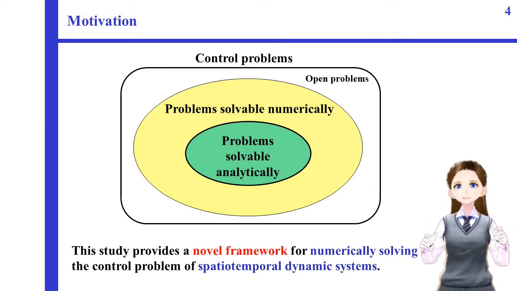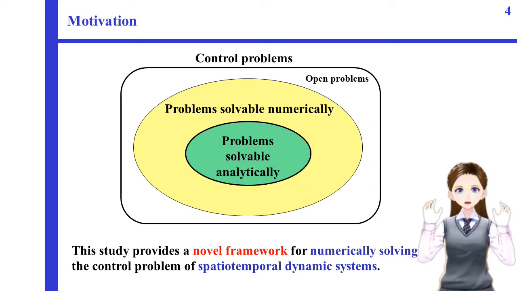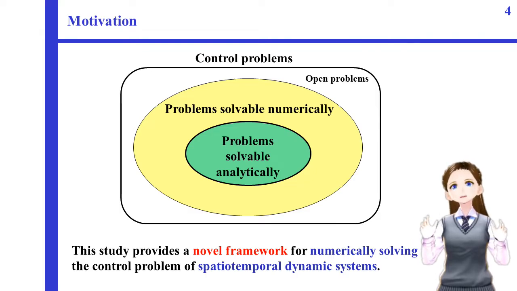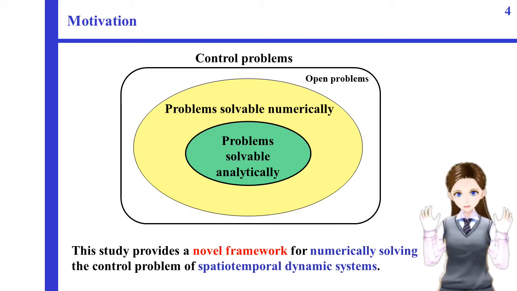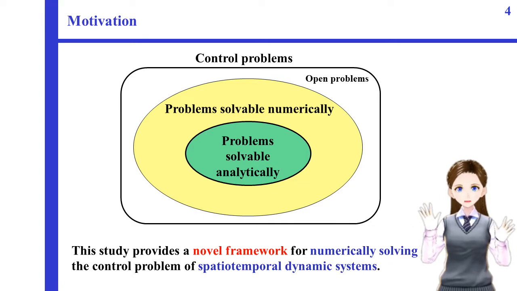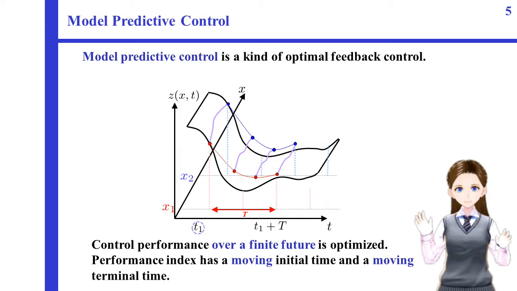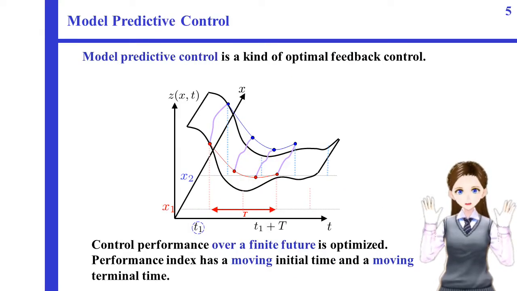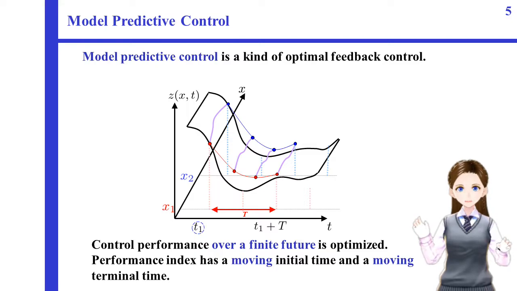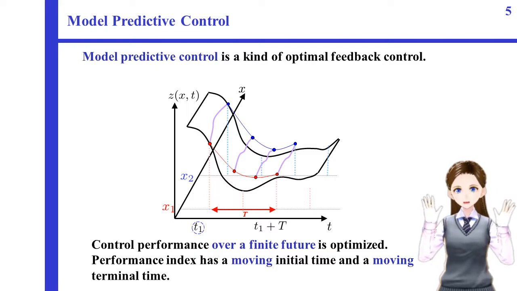Following this kind of direction, in this study, we would like to provide a novel framework for numerically solving the control problem of spatiotemporal dynamic systems. For this purpose, we would like to adopt the model predictive control strategy in this study. Model predictive control is a form of control in which the current control action is obtained by solving a finite horizon open-loop optimal control problem, at each sampling time, using the current state of the system as the initial state. The optimization yields an optimal control sequence, and the first control in this sequence is applied to the system.